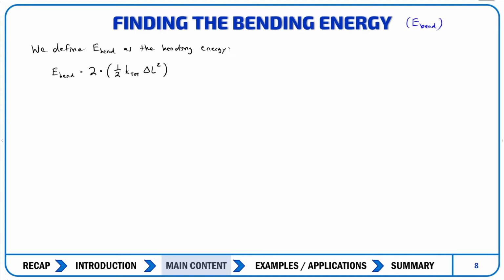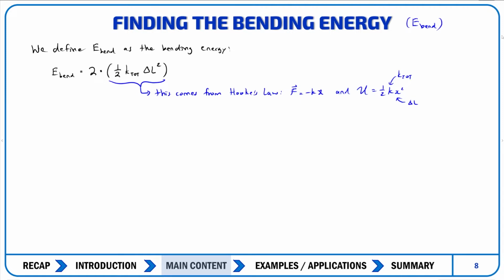So I'll simply ask here, where does this come from? This comes from Hooke's law for springs. We know that force is equal to negative kx. And we also know that the energy of a spring is going to be 1/2 kx squared, where this is K total in our case, and this is delta L in our case.